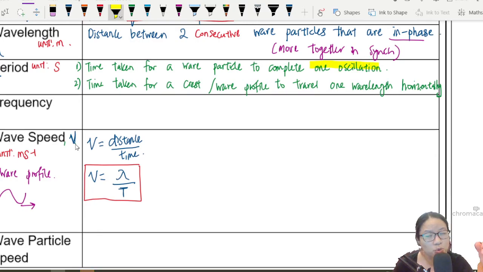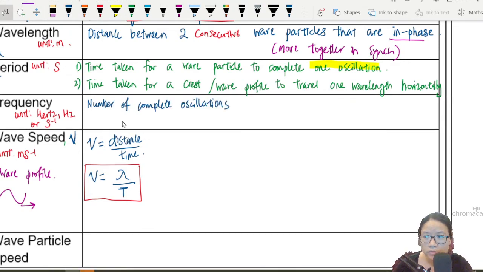Okay, but sometimes we want to know in 1 second how many oscillations there are. The reason why we want this, and it's very useful for sound waves, is because it gives us information about the pitch of sound. Regardless, the unit for this one would be hertz, short form Hz, or the base SI unit will be s^-1. So this is defined as the number of complete oscillations of a wave particle in 1 second.